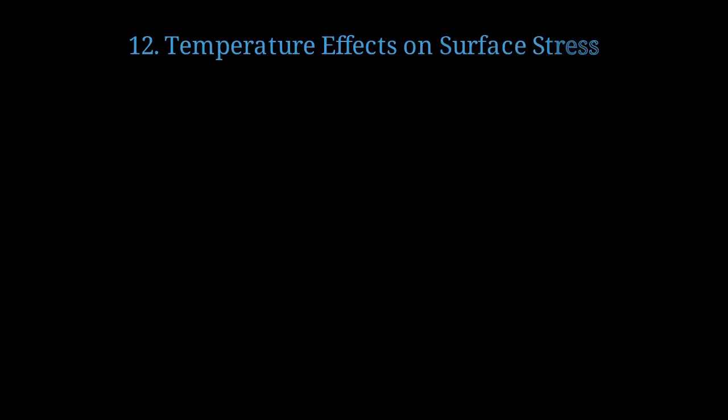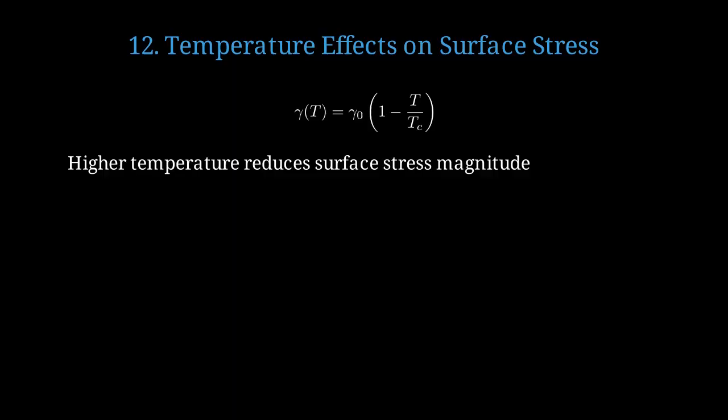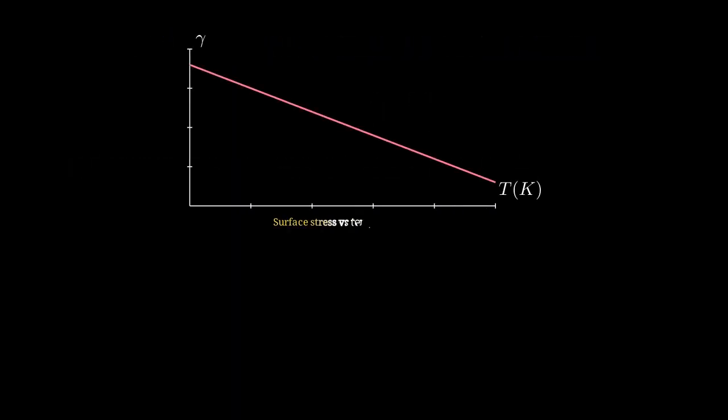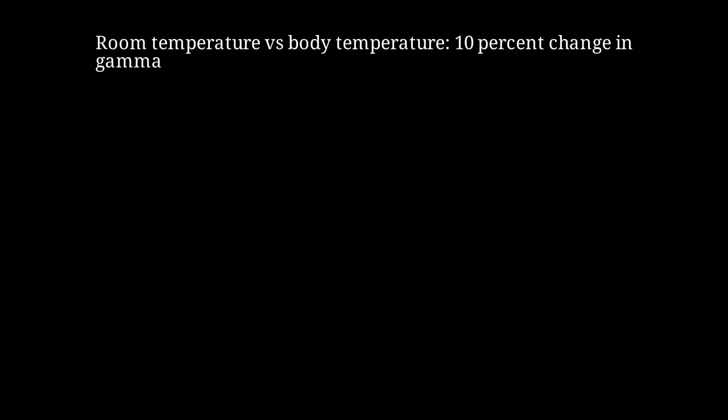Temperature introduces another layer of complexity to nanoshell mechanics. Surface stress decreases linearly with temperature, approaching zero at the critical temperature Tc. As temperature increases, surface stress magnitude decreases, reducing its mechanical contribution. This graph shows the linear decrease of surface stress with temperature for a typical metal. Between room temperature and body temperature, surface stress changes by roughly 10%.